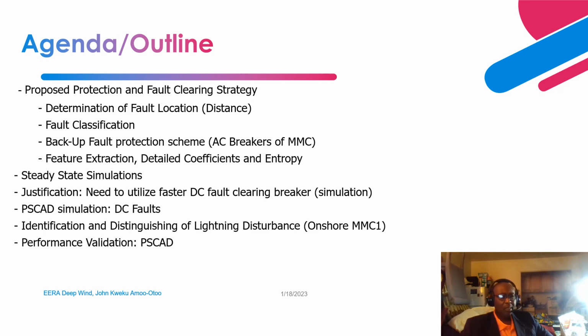As you know, the MMC converter that is located onshore is located in an air-insulated substation, so it is prone to lightning disturbance. This lightning disturbance can corrupt steady state operations without causing a fault, or when it occurs, it can cause a fault. So there has to be a way of distinguishing that. And the last but not the least is performance validation, and that involves building a sequencer and network and also a breaker logic scheme to achieve that.